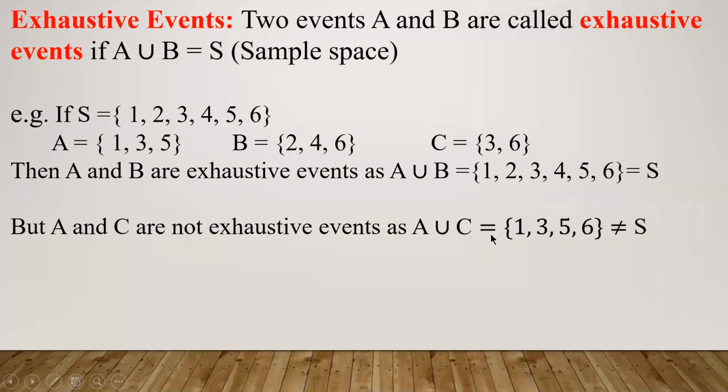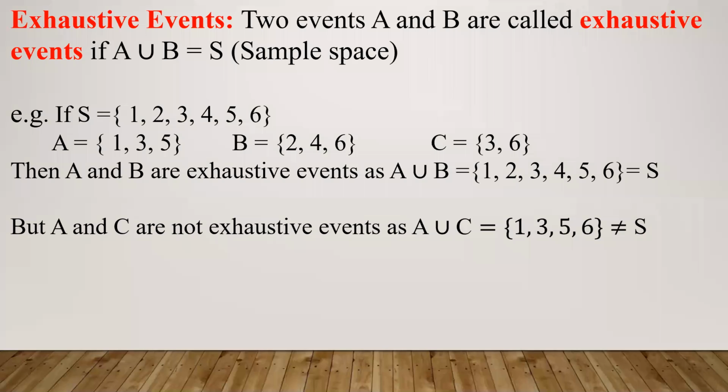A union C is not exhaustive. If I take A and C and take the union, I will get 1, 3, 5, and 6. 2 is not there, 4 is not there. So this is not the entire S. So A and C are not exhaustive events. So we have seen what are mutually exclusive events and what are exhaustive events.